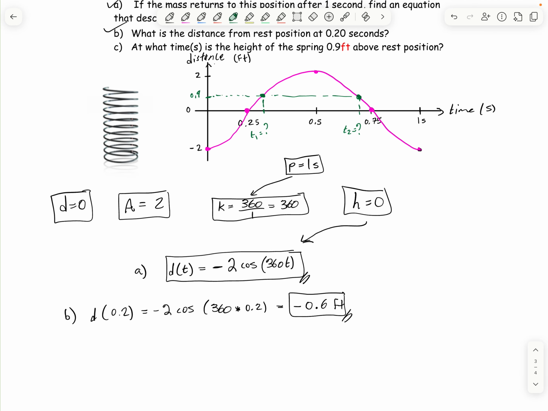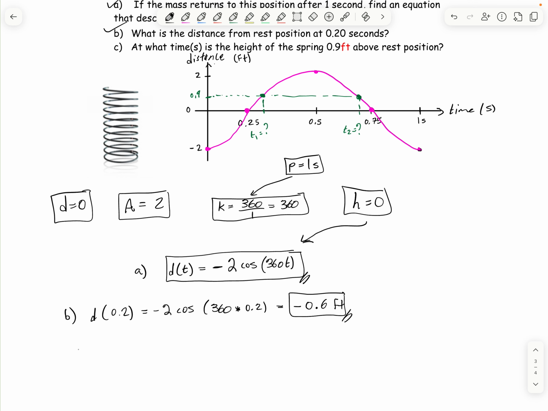Very good. And just to recap here, in this question right here, the negative tells us that it's below the rest position. That's all it is. So 0.6 feet below the rest position.